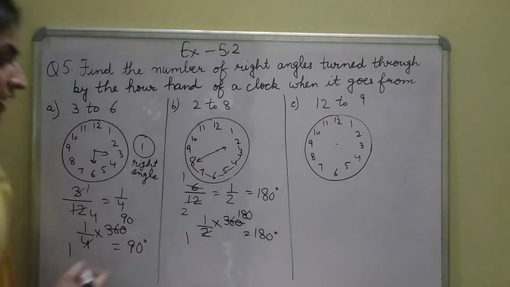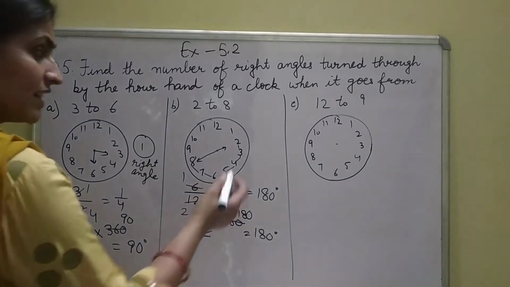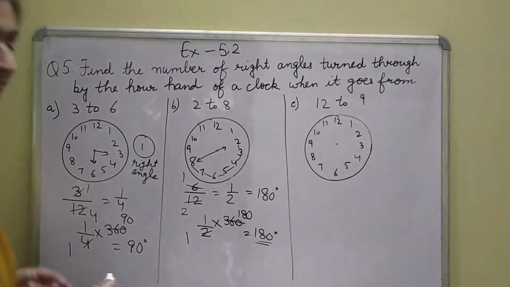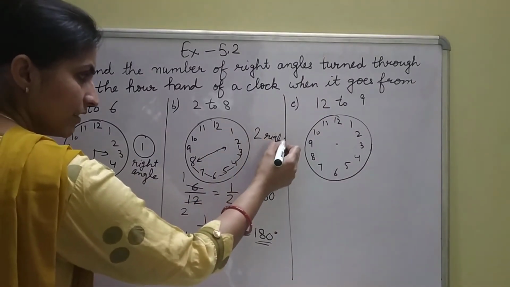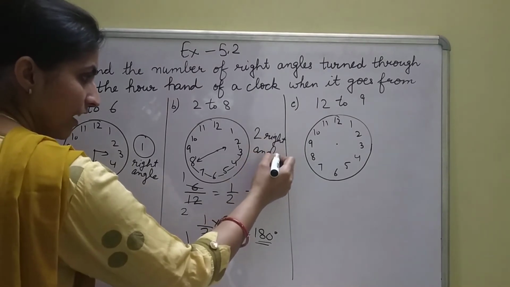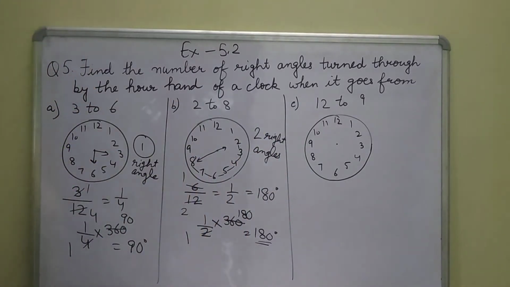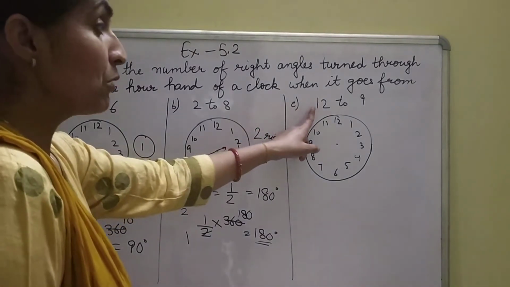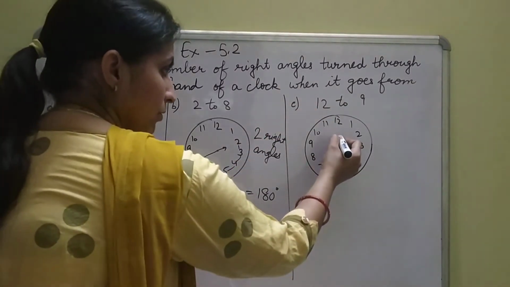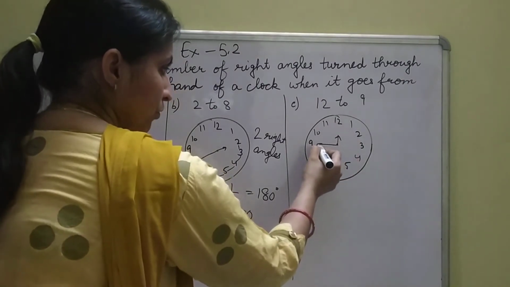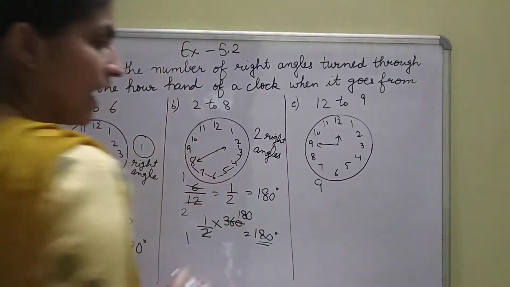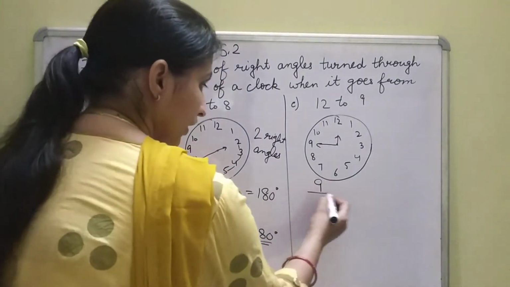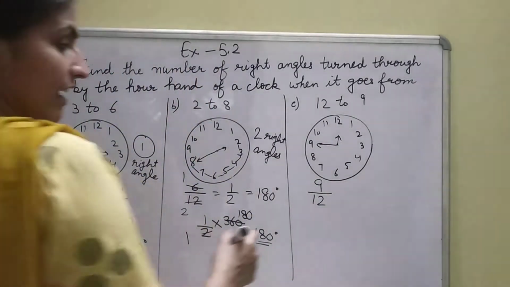So 180 degrees. 180 degrees means how many right angles are we having? 2 right angles we are having. 90 plus 90, 180. So 2 right angles. Now 12 to 9. We are on 12 and we have to go to 9. So 12 to 9, how many hours are we having? 9. Total is 12 hours.